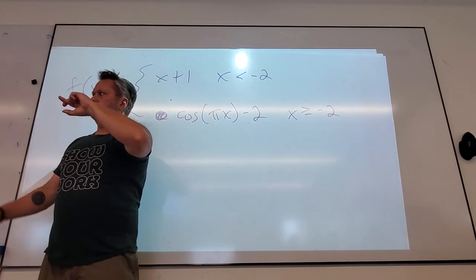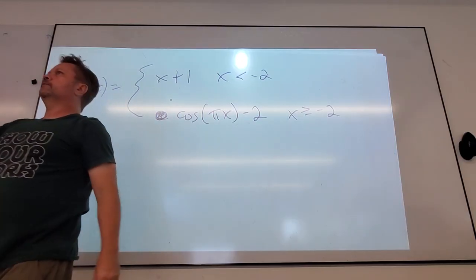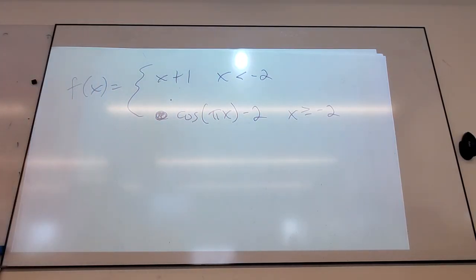Okay. So listen to this. Do you guys think cosine is continuous everywhere? What does cosine look like? You guys know what cosine looks like. What's it look like? Don't do C, O, no. What does cosine look like? Yeah.